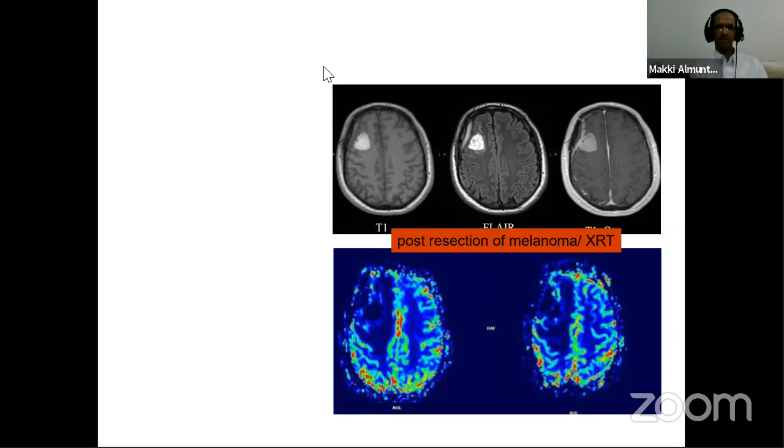This patient had melanoma, which was resected and got radiotherapy. And when we did MRI, there is a lesion which is spontaneously hyperintense on T1. So is it a post-surgical hematoma or tumor recurrence? When we did the perfusion, CBV shows a reduced reading, indicating that this is hematoma.